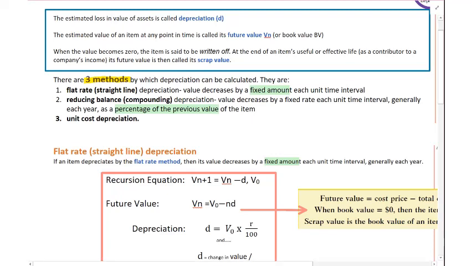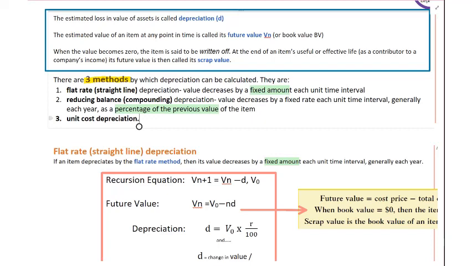The second one is the reducing balance or compounding depreciation. Its value decreases by a fixed rate each unit time interval, so each depreciation period, generally each year, and that's often given as a percentage of the previous value of the item. And I've got the third one here, unit cost depreciation.